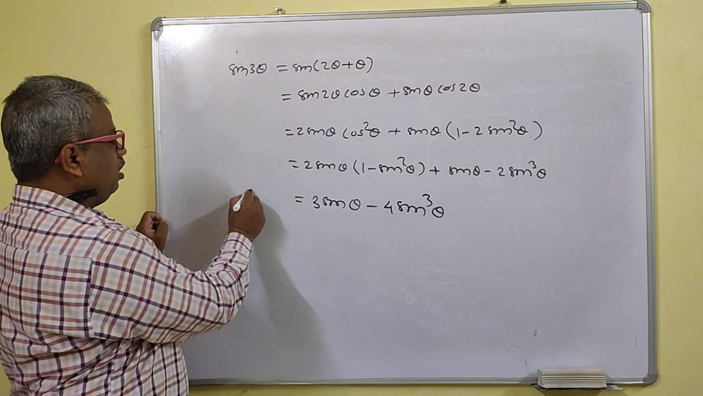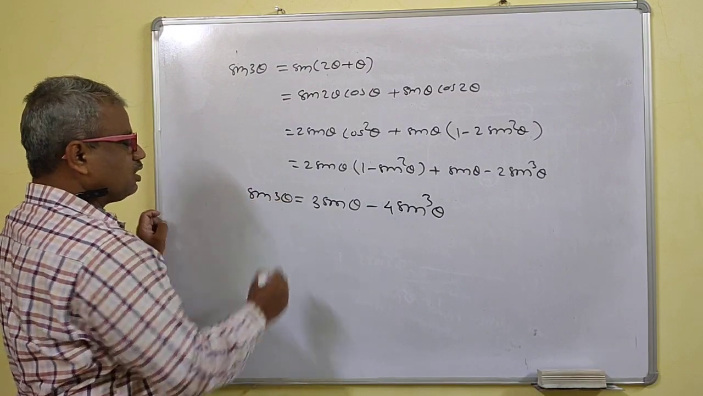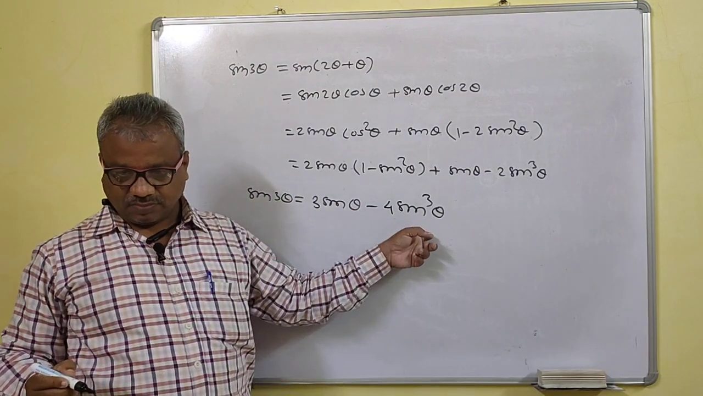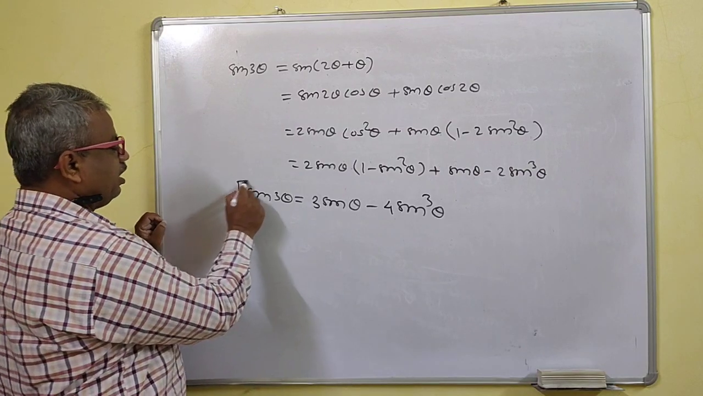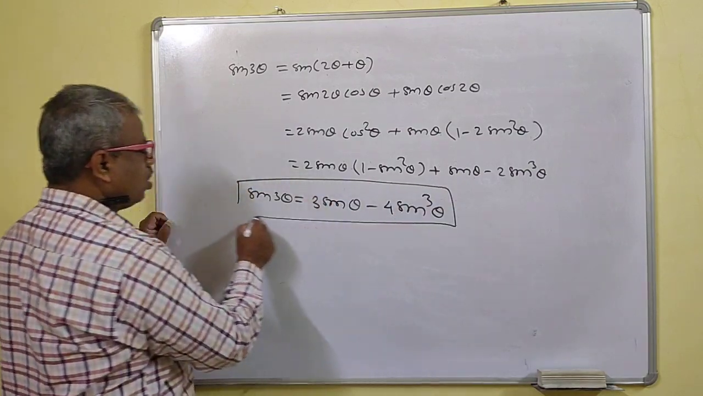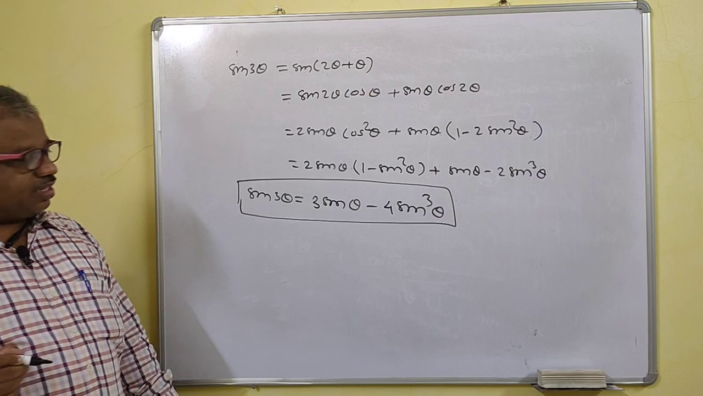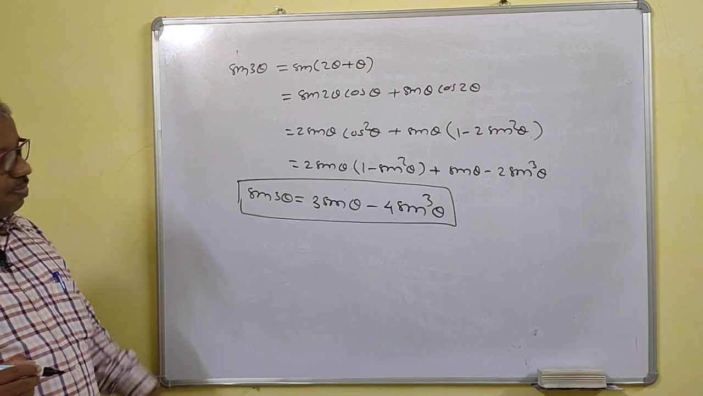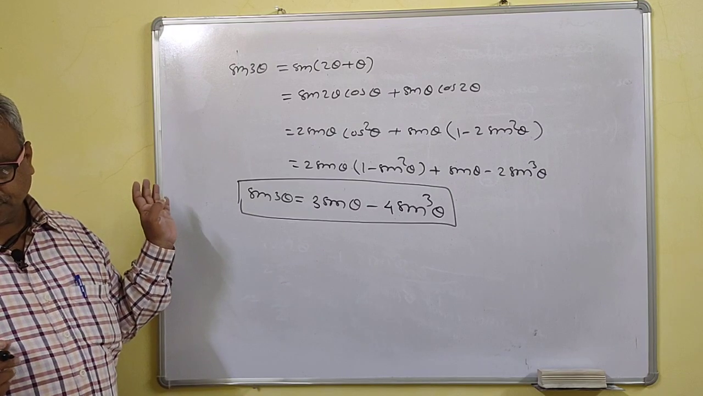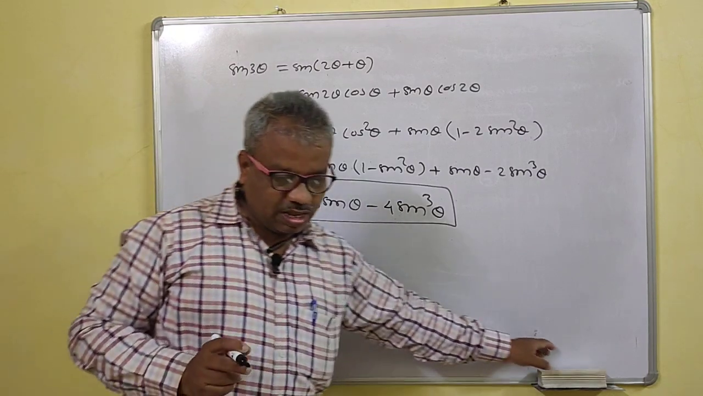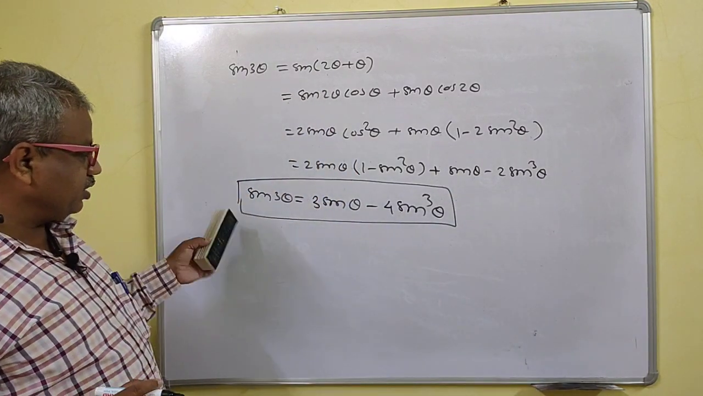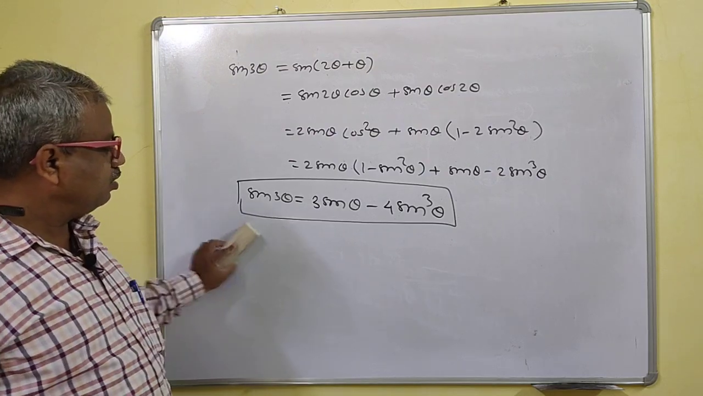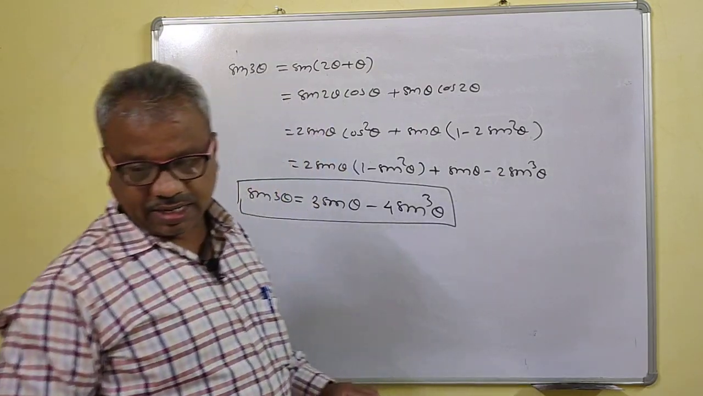See, now the angle is single. So we get a formula: sin 3 theta is equal to 3 sin theta minus 4 sin cube theta. Remember this as a formula. This is a very important formula. To find the integration, we'll apply this formula in integration now.